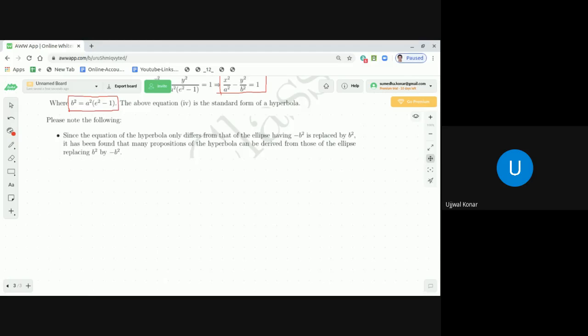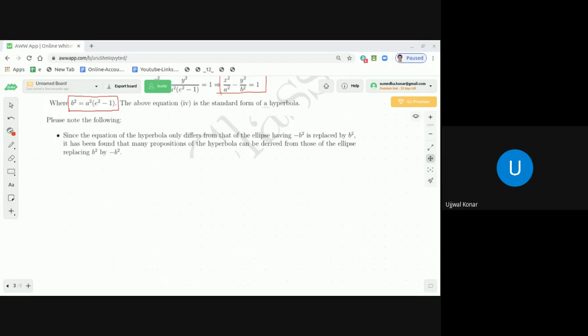Why so? Because if you recall, what is the standard equation of an ellipse? That is x square by a square plus y square by b square equal to 1. And what is the standard equation of a hyperbola? The standard equation of a hyperbola is x square by a square minus y square by b square equal to 1. There is a minus. So hence, the statement that you can replace b square by minus b square in all these cases where you get it for the ellipse.